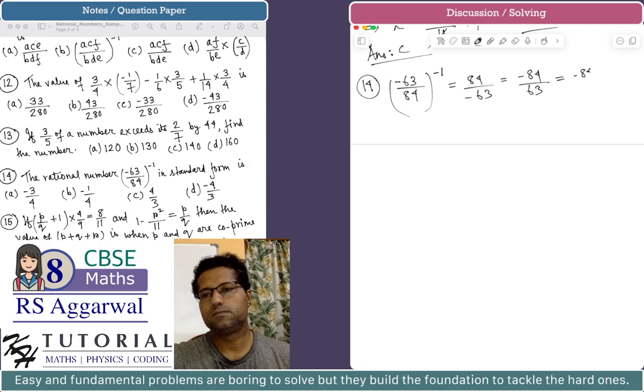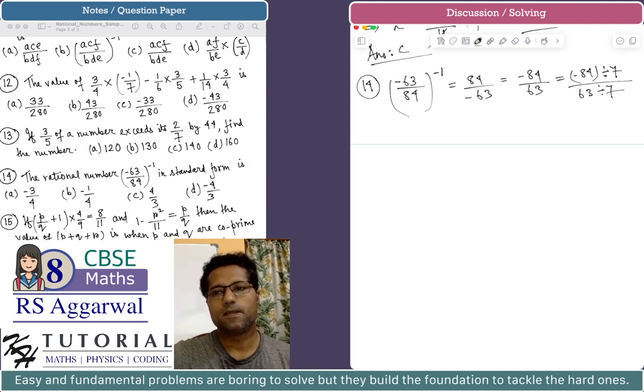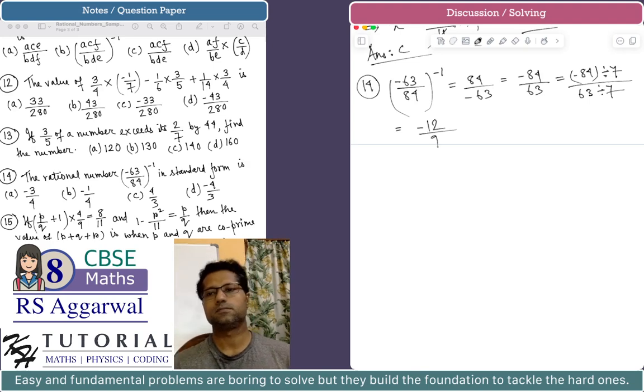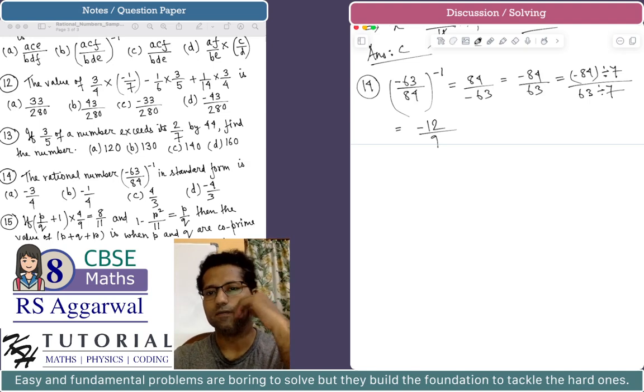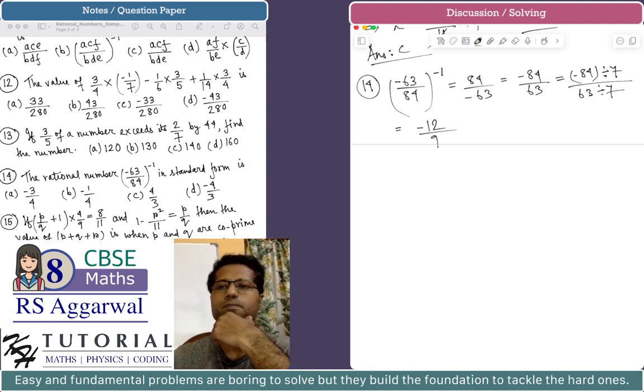minus 84 divided by 7, 63 divided by 7. This is equal to minus 12 by 9. Oh, sorry, we still have a common divisor not equal to 1. So this will be actually not 7, but let me see. Yeah, it will be 21. The HCF of 84 and 63 is 21. So we will divide both the numerator and the denominator by 21.